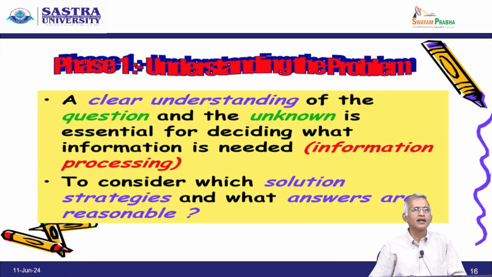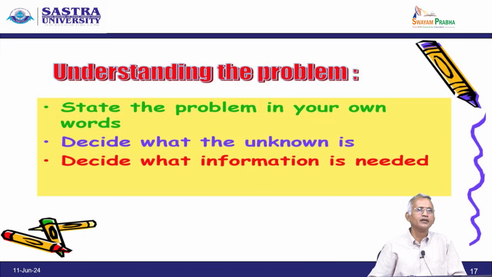Phase 1, understanding the problem. A clear understanding of the question and the unknown is essential for deciding what information is needed. This is called information processing, to consider which solution strategies and what answers are reasonable. This is understanding the problem: state the problem in your own words, decide what the unknown is, decide what information is needed.